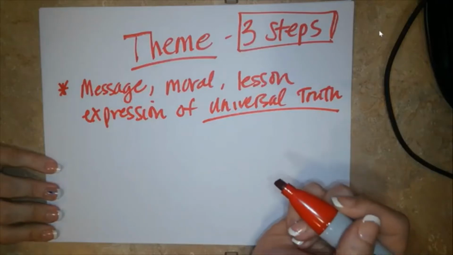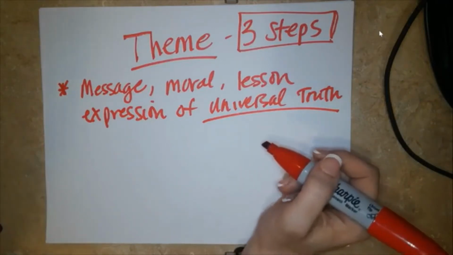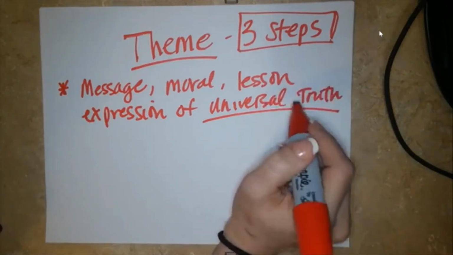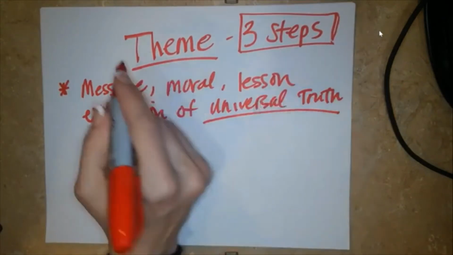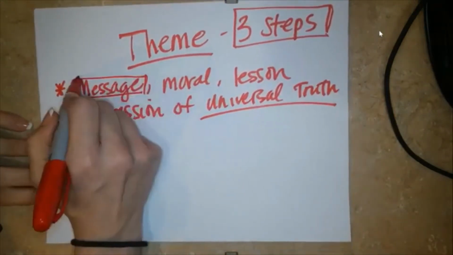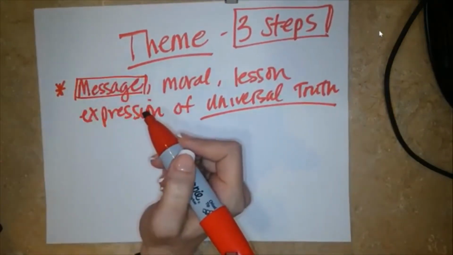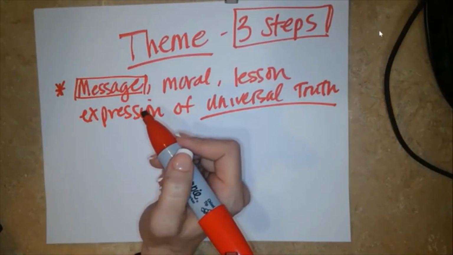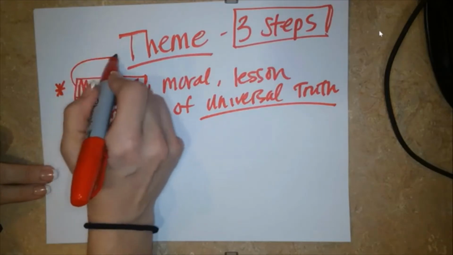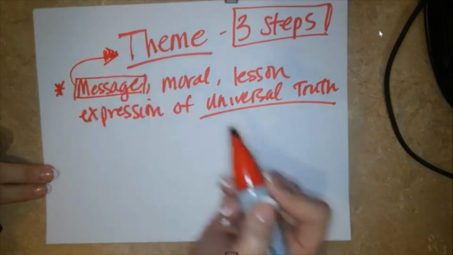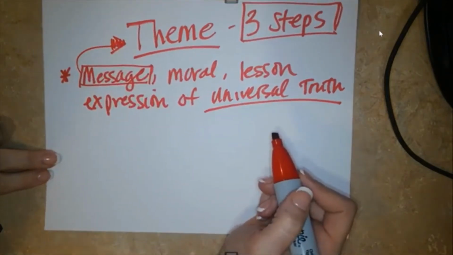We read stories because they have things in them that we can relate to. Those things are often the universal truths, or they're the message. The stories talk about something that we can at least relate to, even if we don't agree with it. We can follow it along, and it's telling us something about life. When we find those messages, that's when we have found the theme. That's what we're looking for.